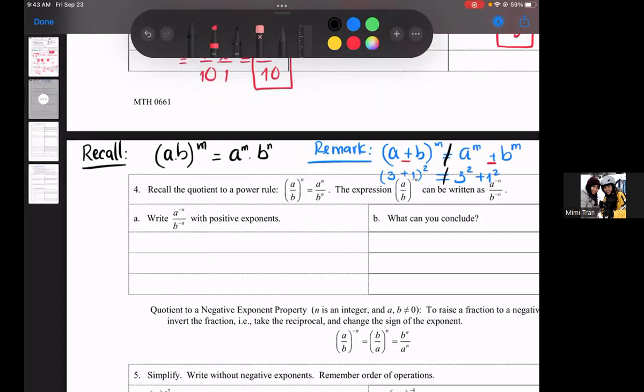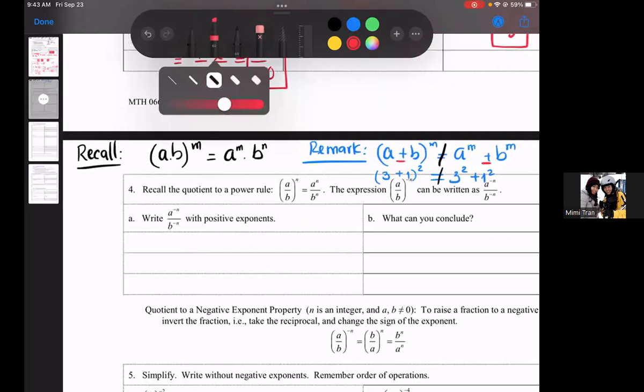Recall the quotient to power rule. So this one right here, let me highlight it so you can know what to study. Remind me about the exam review. Okay, I'm gonna say something about that. Remind me if I forgot.